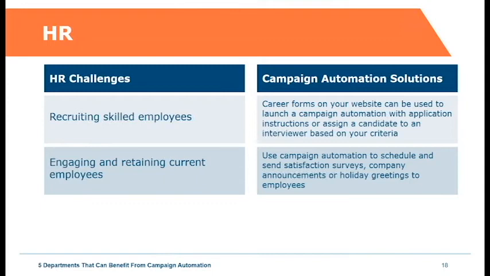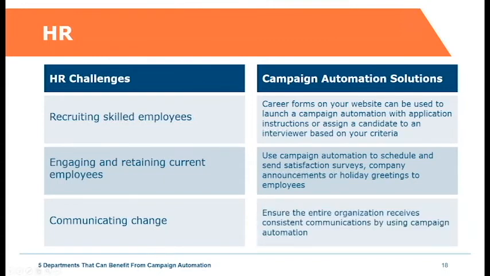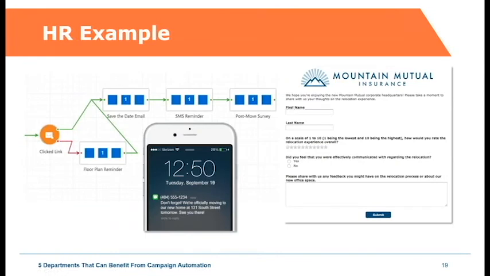HR can also use campaign automation. So as the business landscape continues to evolve, so do challenges faced by human resources departments. They can have some challenges recruiting skilled employees. You can use ClickDimensions to create career forms on your website that can be used to launch campaign automation with application instructions, or you can assign a candidate to an interviewer based on criteria within that ClickDimensions form. So we can get very granular about how we are sending someone down a path when they're filling out a form within ClickDimensions, making sure that they're going to the right HR representative.